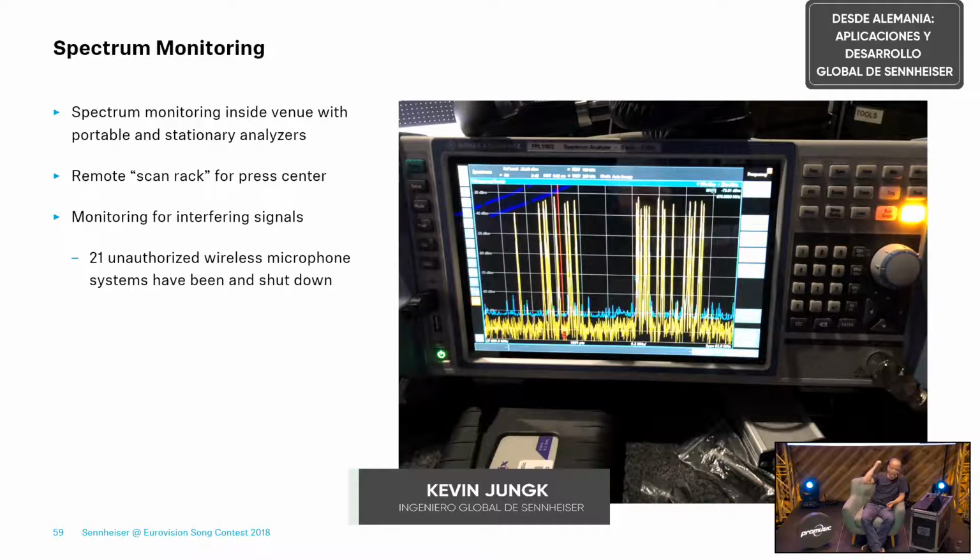Here in Lisbon, we had 21 unauthorized wireless systems. They just came in. Last year in Israel, we had over 40 camera teams coming in and using their microphone system.